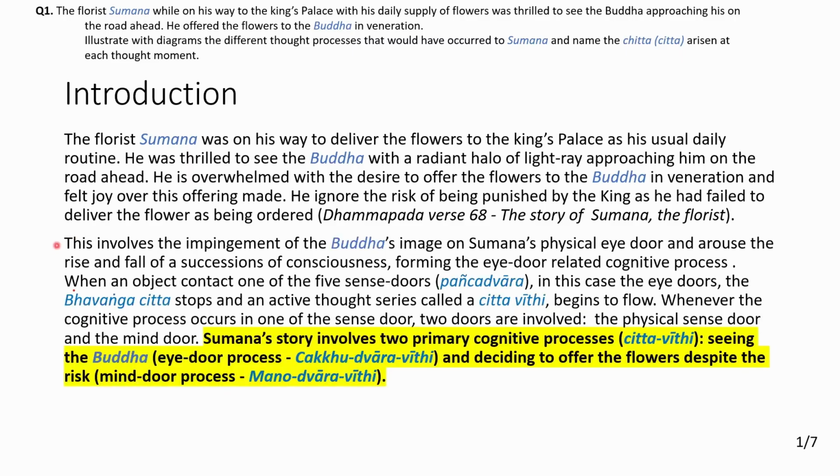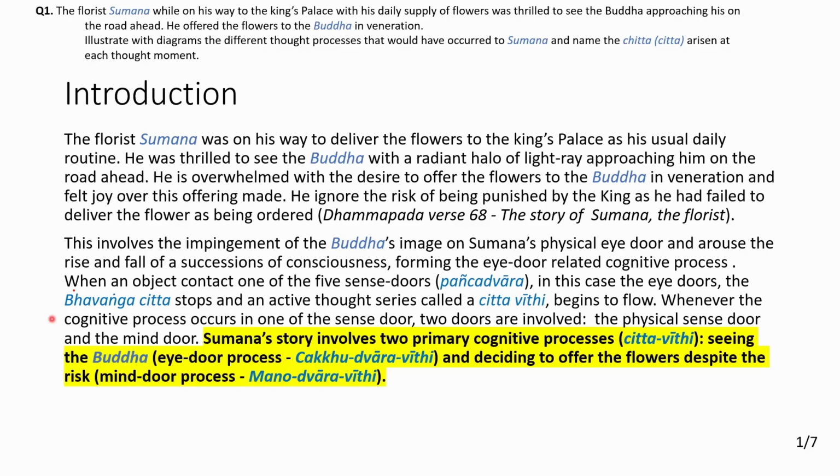This involves the impingement of the Buddha's image on Sumana's physical eye and arouses the rise and fall of a succession of consciousness, forming the eye-related cognitive process. When an object contacts one of the 5 sense doors, in this case the eye, the Bhavanga Chitta stops and an active thought series called Chittavithi begins to flow.